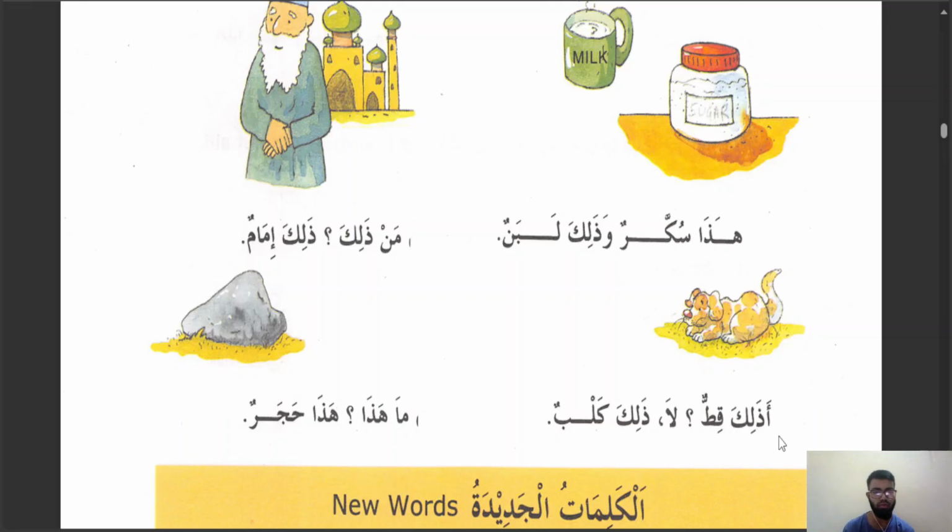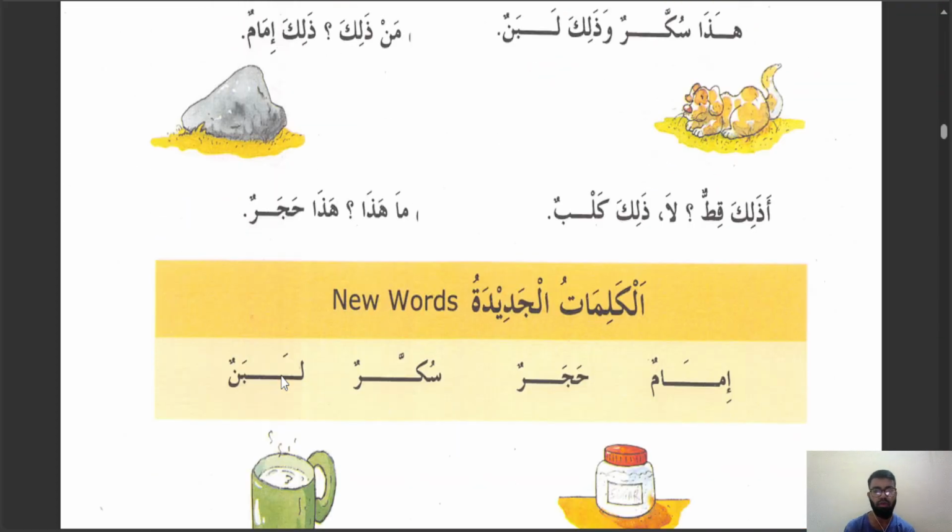A dhalika qittun? Alif and hamza. This is called hamza, also used for questions. A dhalika qittun, is that a cat? La, dhalika kalbun. No, that is a dog. Ma hadha? What is this? Hadha hajarun. This is a stone.